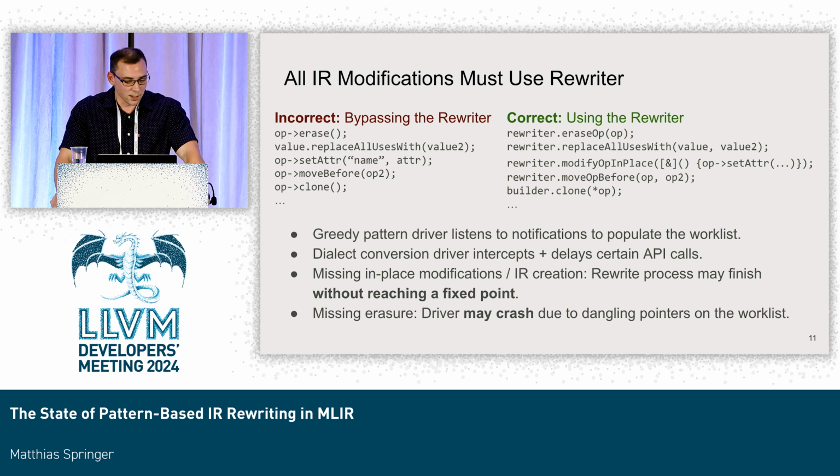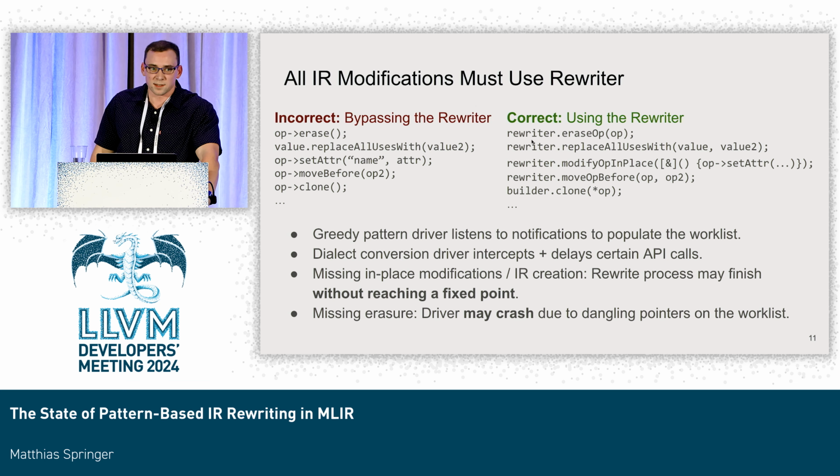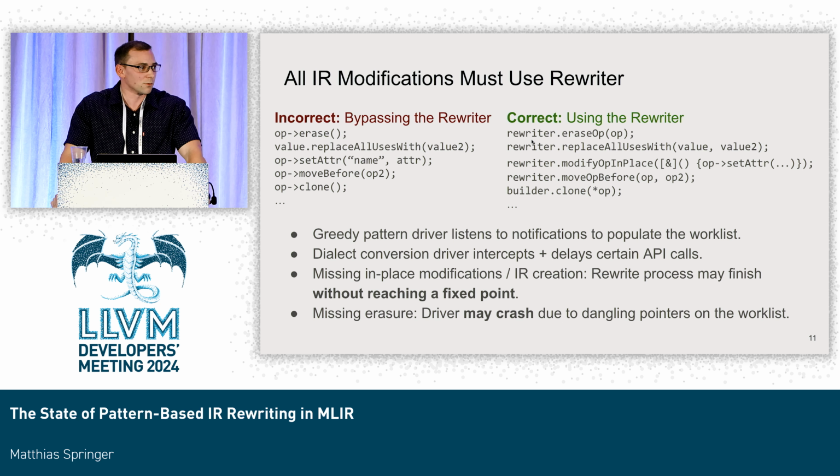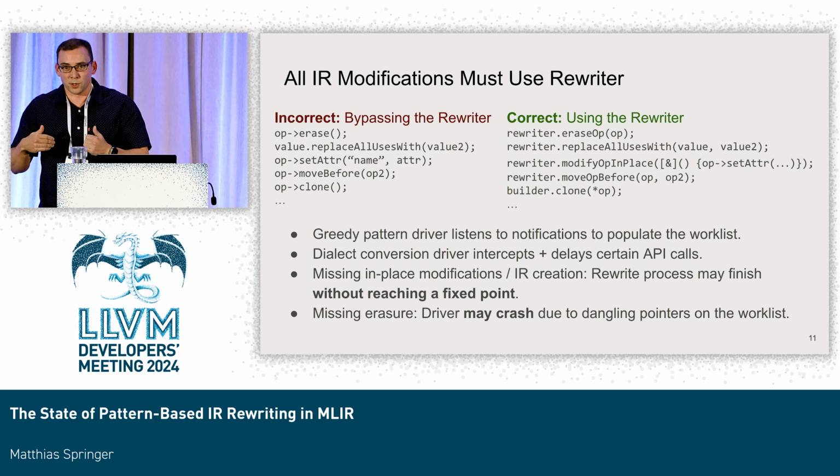Another rule, and this is a hard API rule: all IR modifications must go through the rewriter. For example, you should not erase the IR with just op.erase. You have to go through the rewriter. The reason is that the dialect conversion and the greedy pattern rewriter attach a listener to get notified of what has changed.